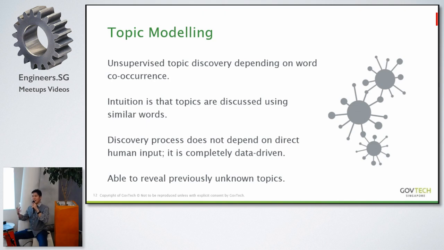And it works by looking at word co-occurrence, and the hypothesis is that words that are related to the same topic tend to happen together. And with the discovery of topics, then you can assign the topics to documents based on the occurrence of the words within the document itself. So this process is completely data-driven, so it does not depend on human input. And the benefit of this is that one, it is unbiased.